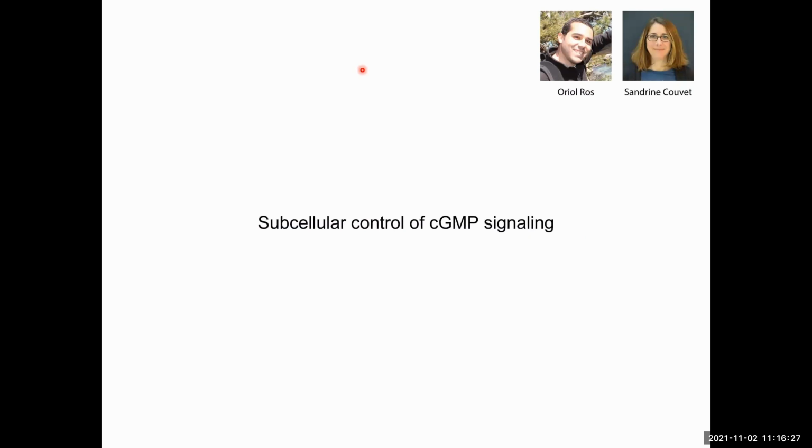So the first question we had when designing this more general project was to find a way to manipulate cyclic GMP and calcium with subcellular resolution. And when we started the project, such tools didn't exist. So we started with generating tools enabling us to manipulate cyclic GMP and calcium in raft or outside raft. And that's when we started generating a tool called SPONGE, for sponge inhibiting cyclic GMP signaling.